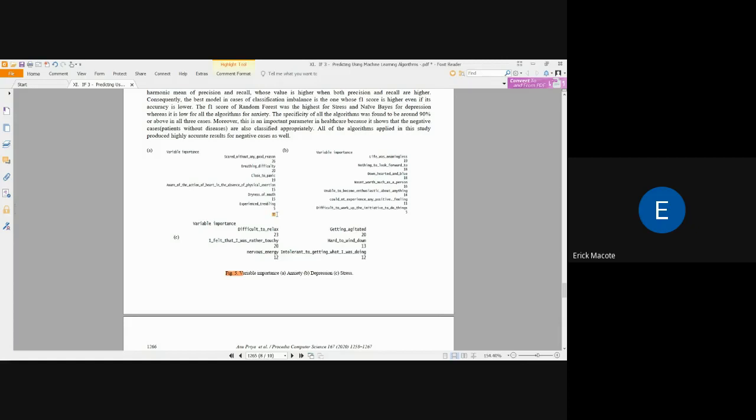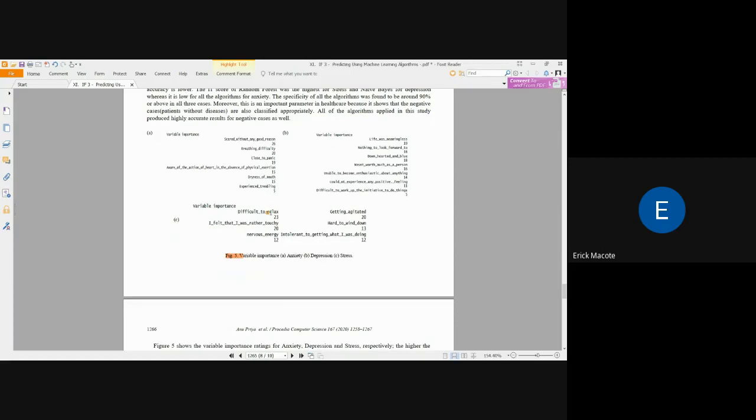I mean, for example, here, the variable "scared without any good reason" proved to be most important on the anxiety scale, and the variable "life was meaningless" was found to be important on the depression scale. While "difficult to relax" was found to be important on the stress scale. As such, these variables were considered to be most important in detecting psychological disorder. That's all. Thank you for your attention.